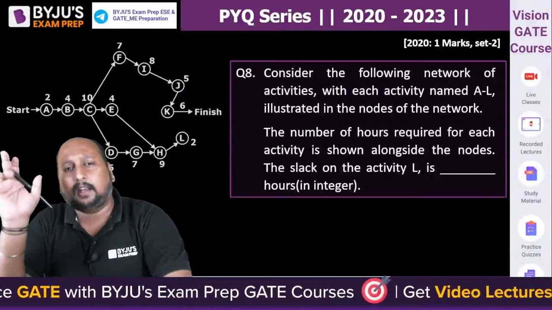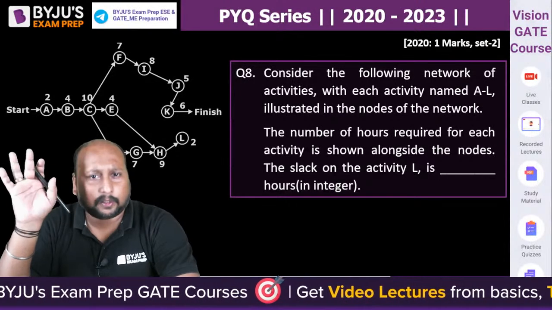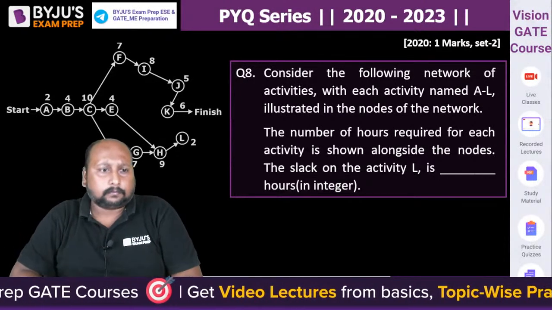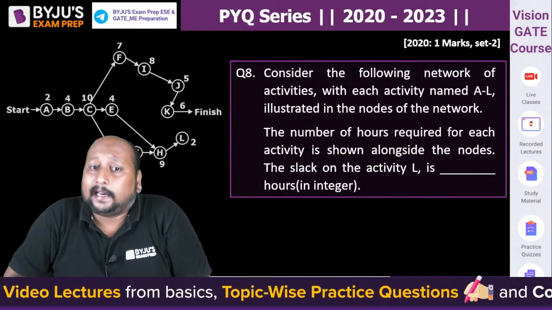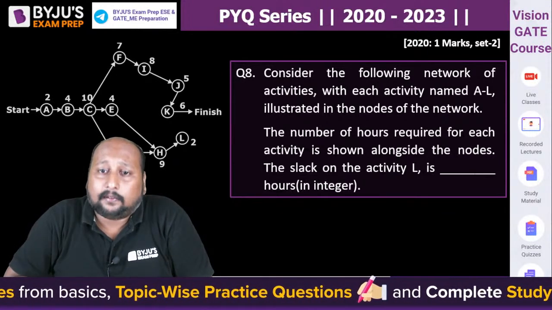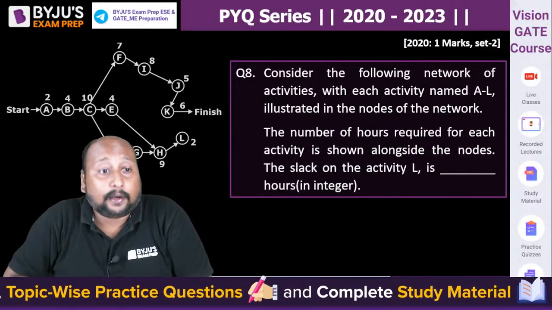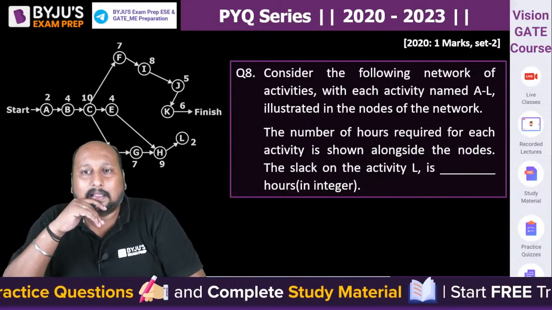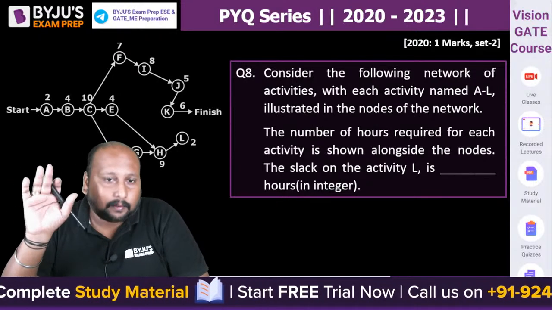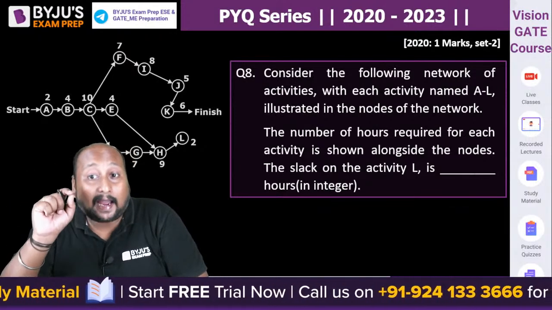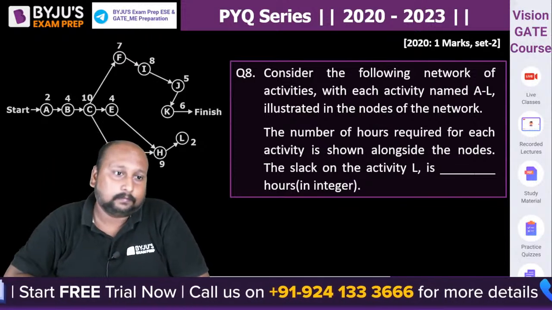It's very, very important for your examination preparation. So the next question. We have covered the halfway problem. Consider the following network of activities with each activity named from A to N. Now this question is an interesting one, because they have given the network diagram, perfect, but here they have given you activity on node.